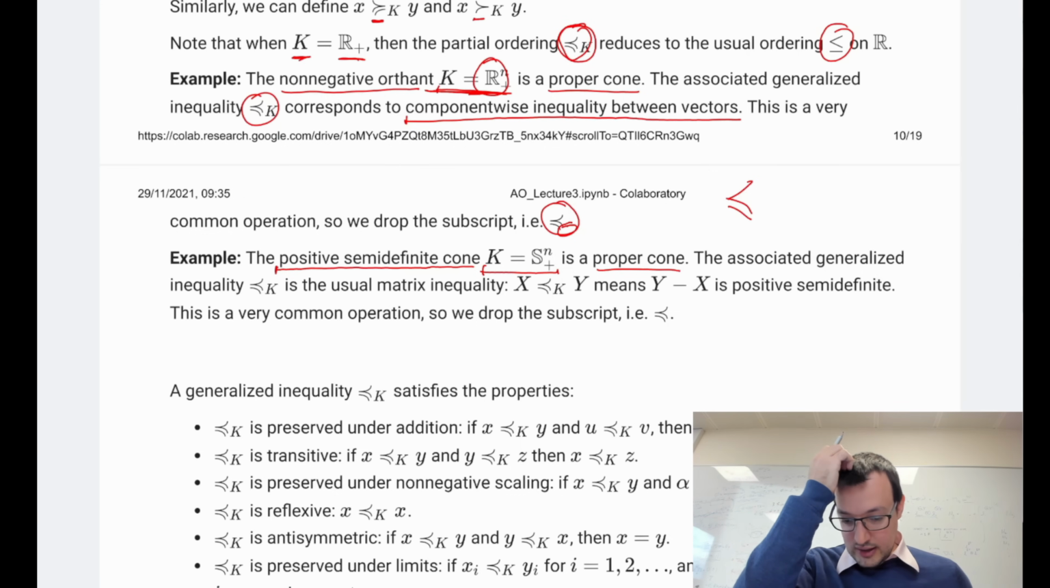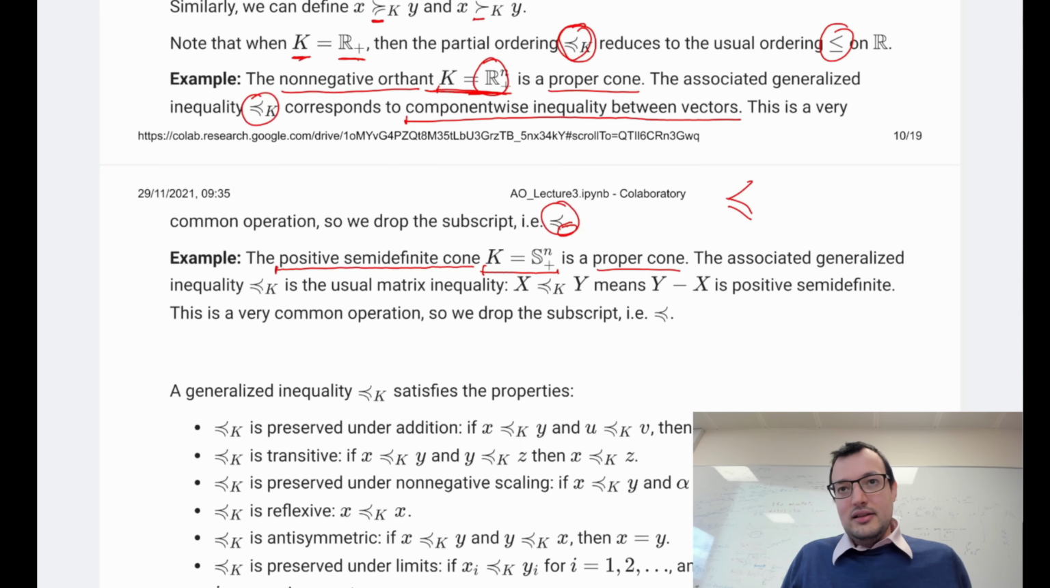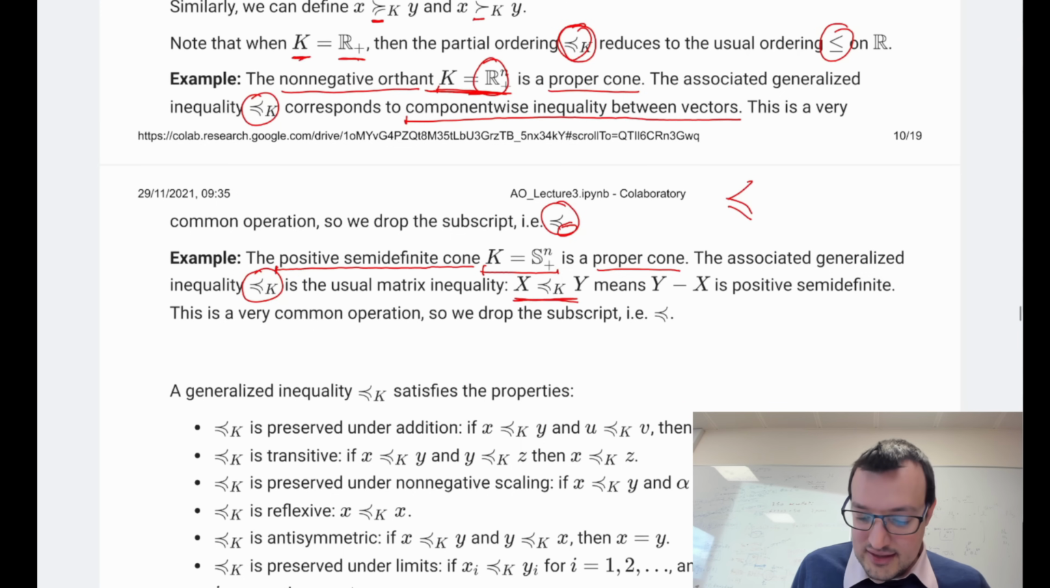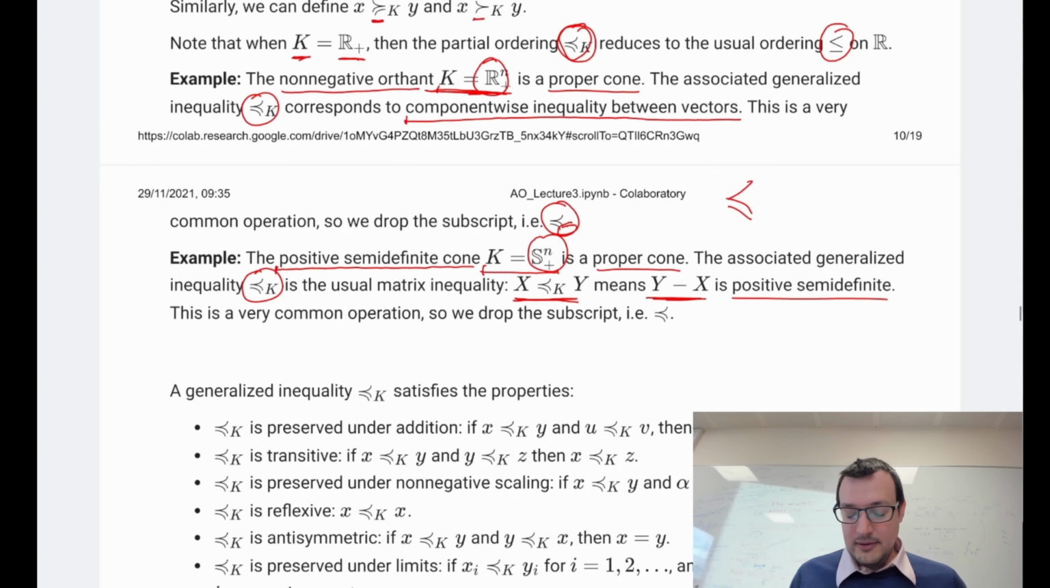We have a picture above. You can see that it is pointed. It's solid, and it is convex, so it's a proper cone. And the associated inequality essentially means that x is less or equal than y with respect to the cone S plus, which means that y minus x is positive semi-definite.